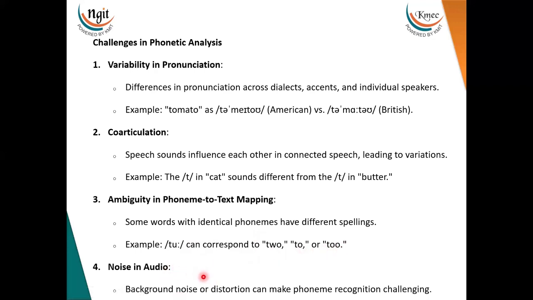Next, noise in audio is another challenge. Background noise or distortion can make phoneme recognition challenging.